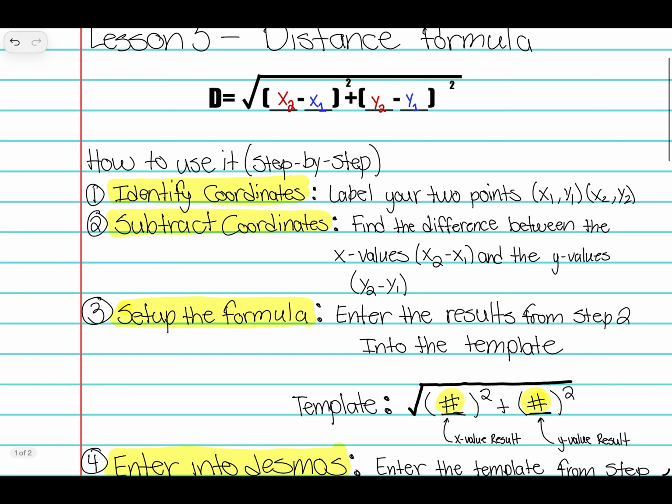Step 3 says set up the formula. So we're going to enter the results from step 2 into the template. The template shows the square root symbol. Okay, that's the first thing. We're going to open a parenthesis, put the result of the x value that we get, close it and then put squared. Then we're going to put a plus sign, open a parenthesis, type in the result for the y value, close it and then put squared.